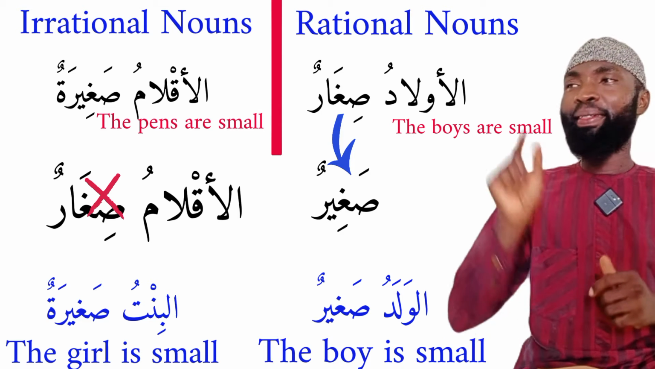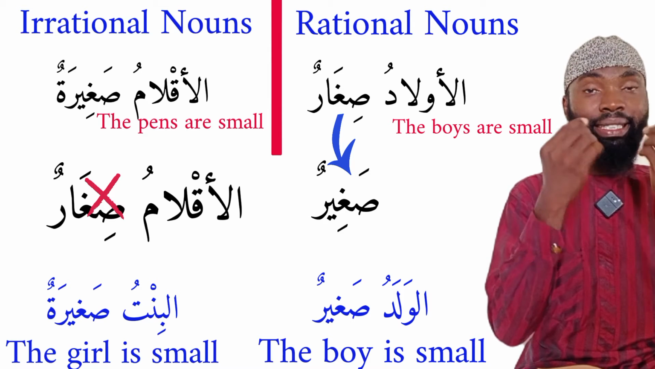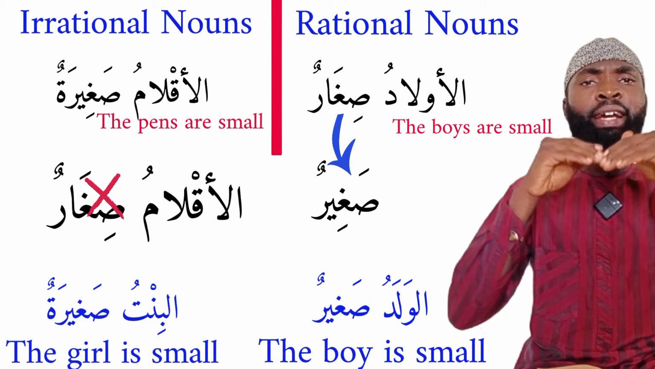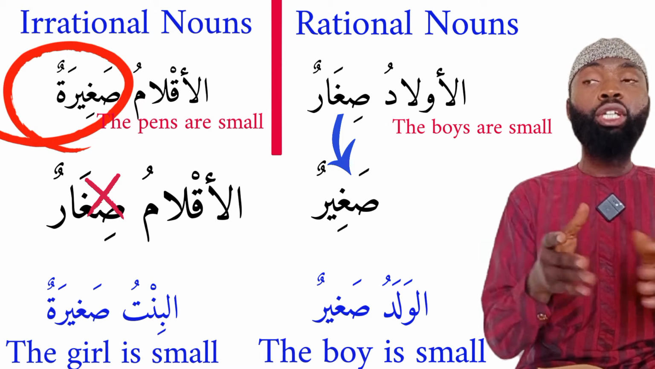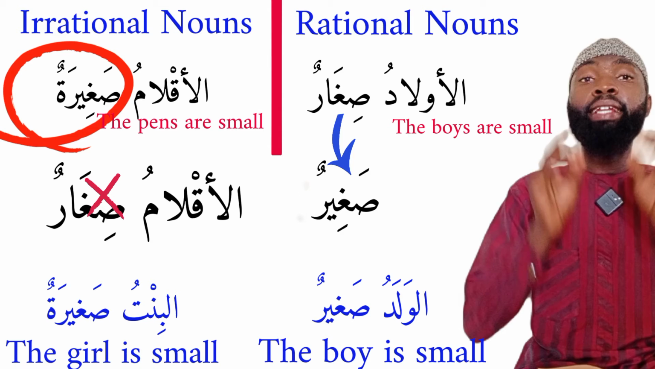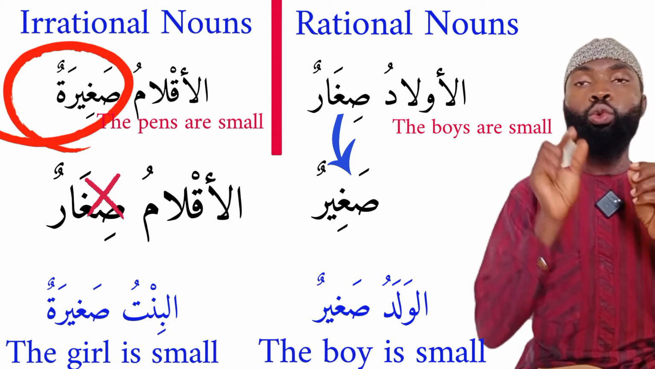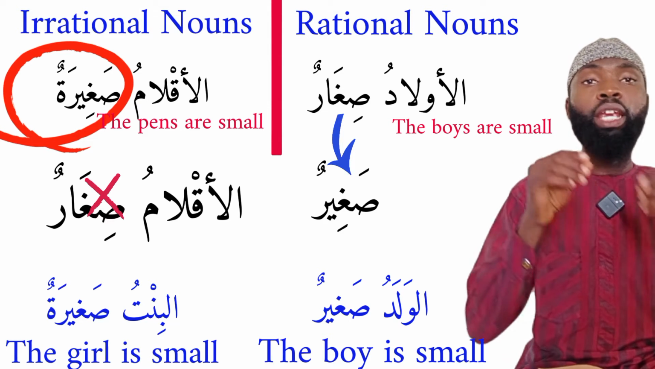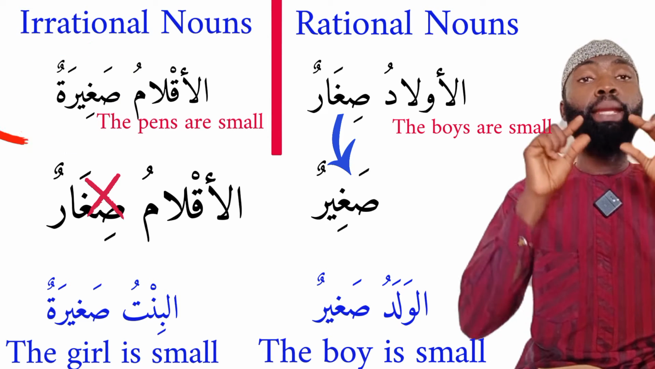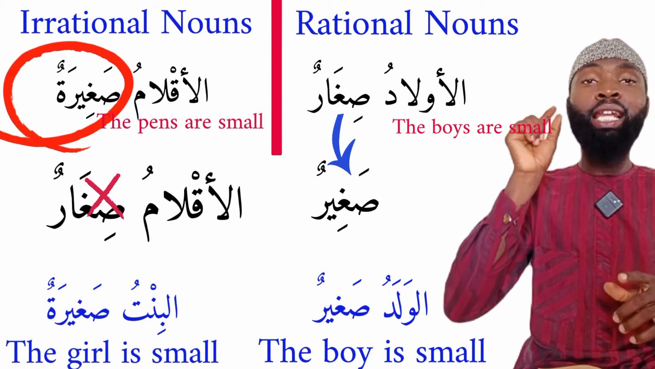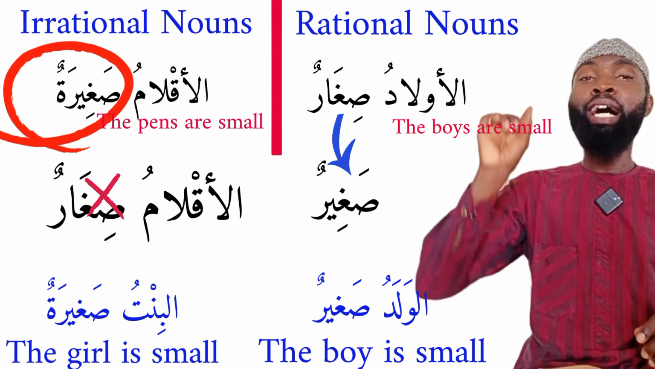Now here you see that sagiratun, which is used for a singular female, is also used when we have pens, which is an irrational noun, to describe or to give information about the pens. So this is to say that when you have rational nouns, some of the words you will be using to qualify or describe or give information about these nouns will also be in the plural form. That's why we have al-awladu sigarun. The same way we can say al-rijalu kibarun.